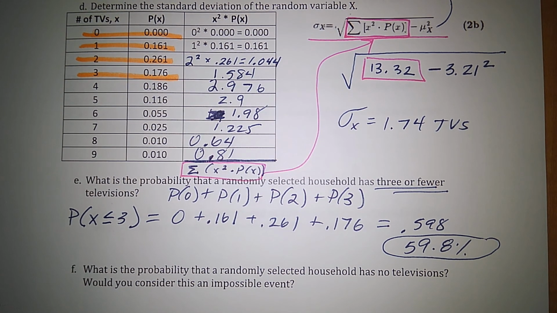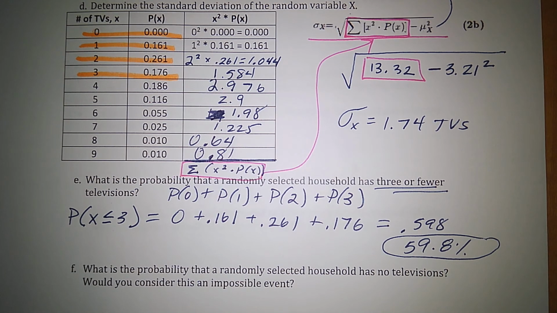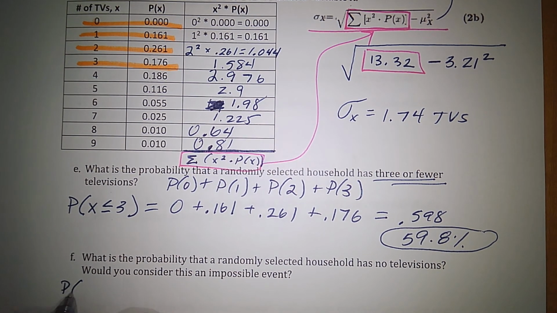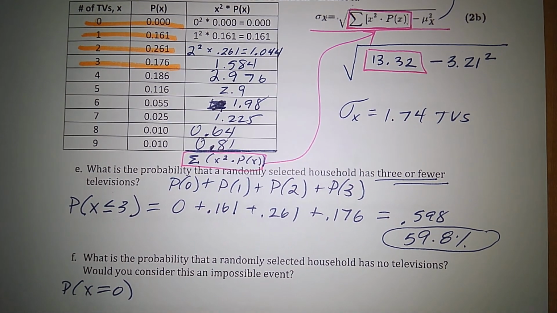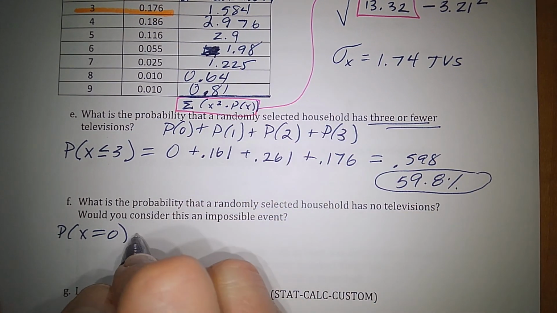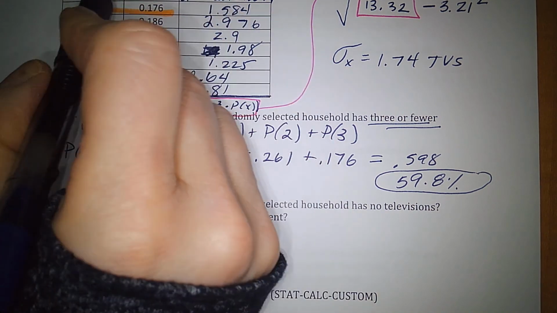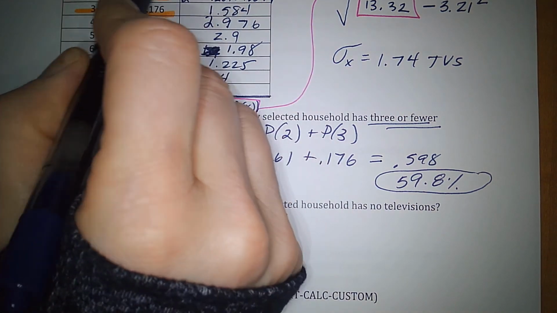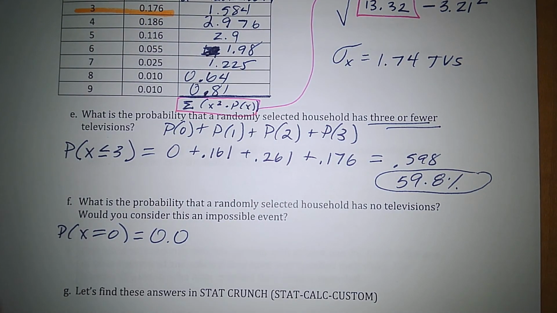What is the probability that a randomly selected household has no televisions? So just 0, not greater than or equal to, just equals 0. And the answer is 0, because if you see right up here, there's a 0 probability that that will occur.